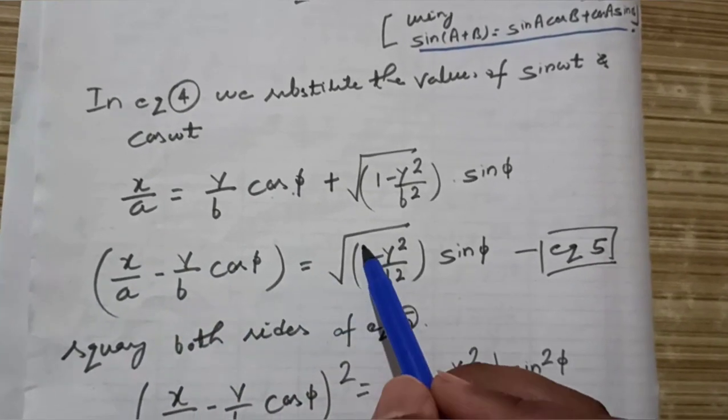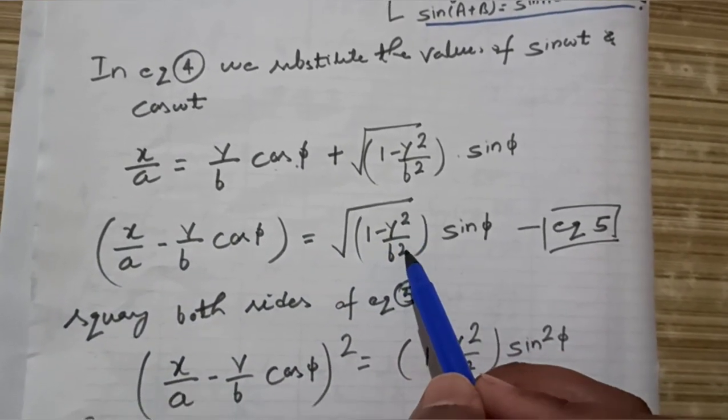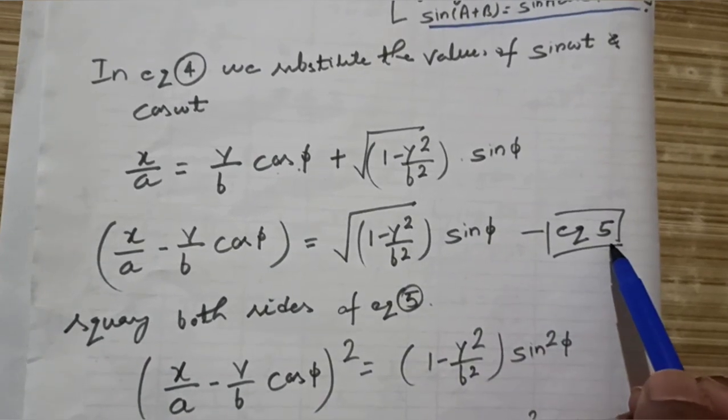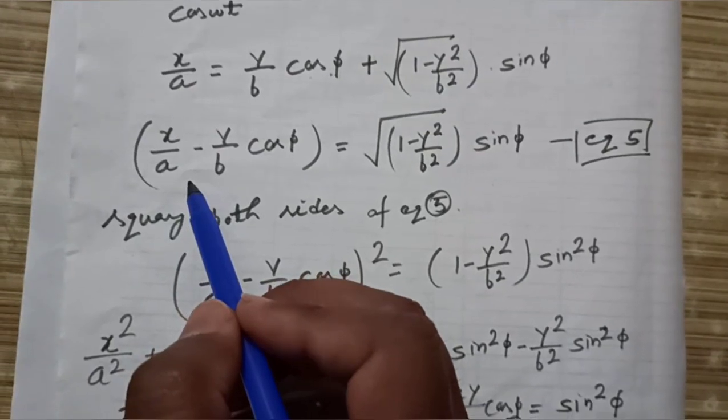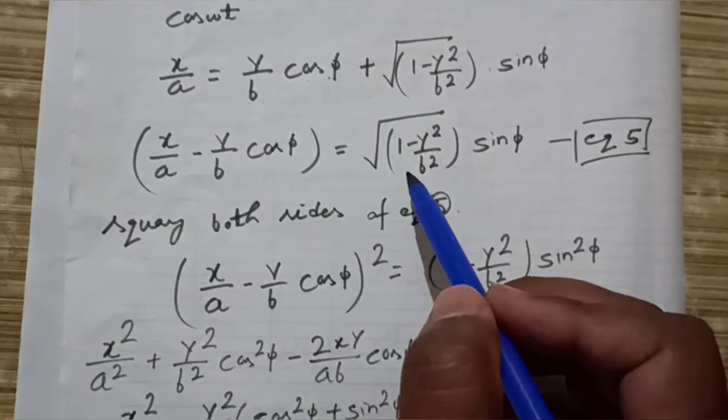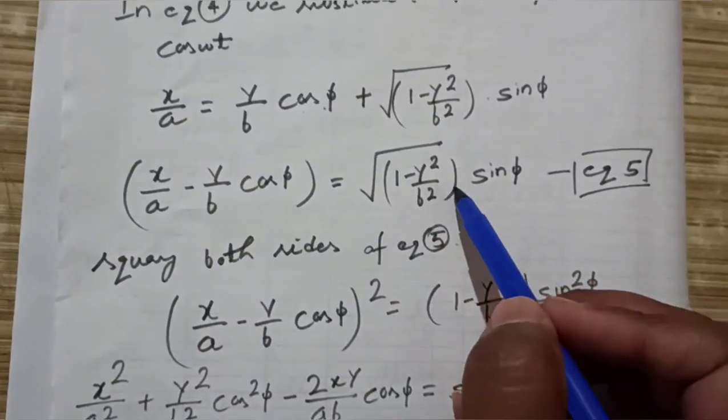This equals root of 1 minus y square upon b square sin phi. Suppose this is equation 5. Here the square terms are not there, so what will we have to do? We have to square both sides, so this square can be eliminated.